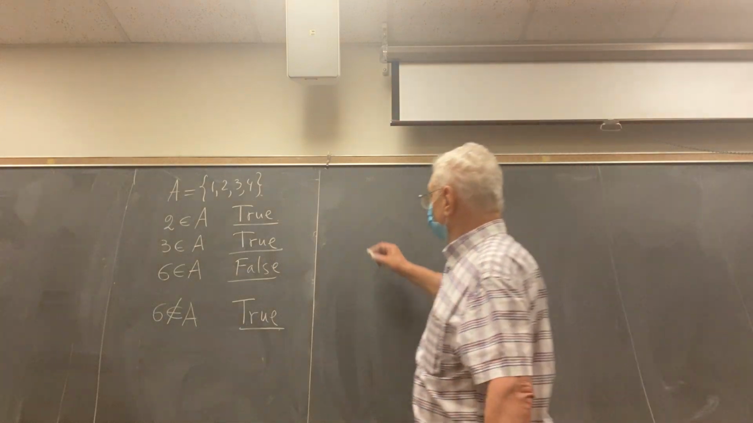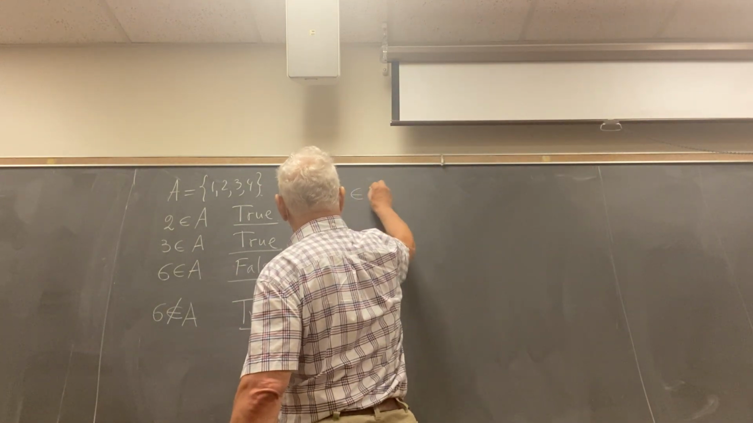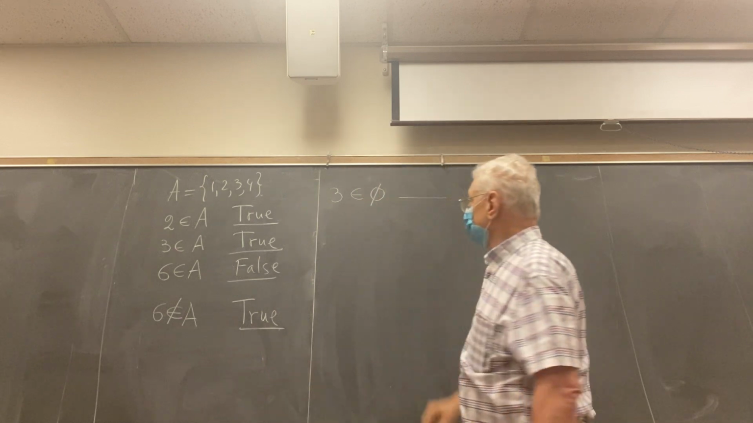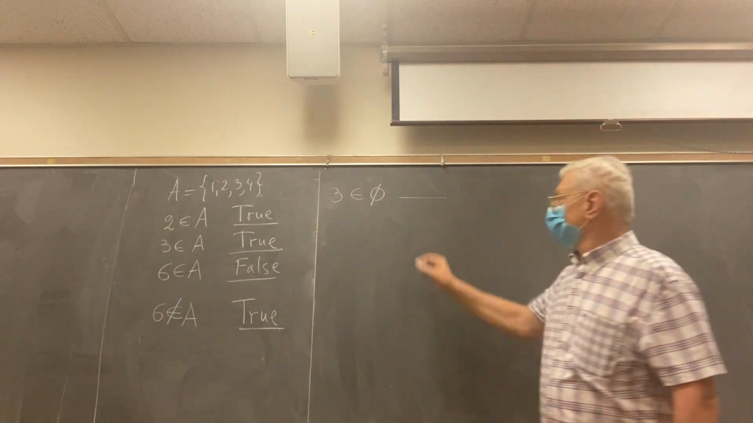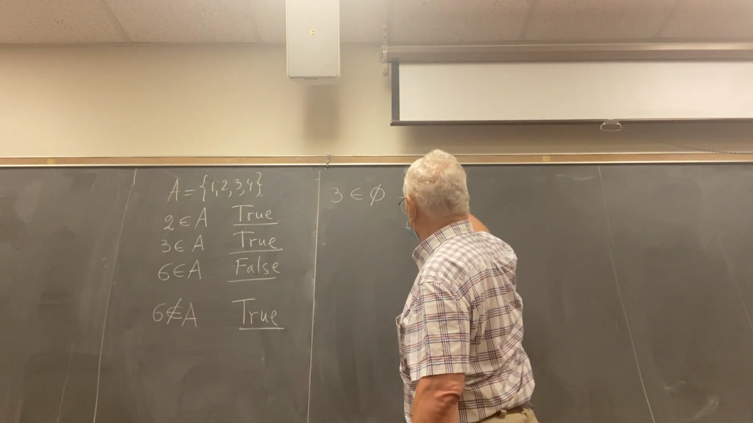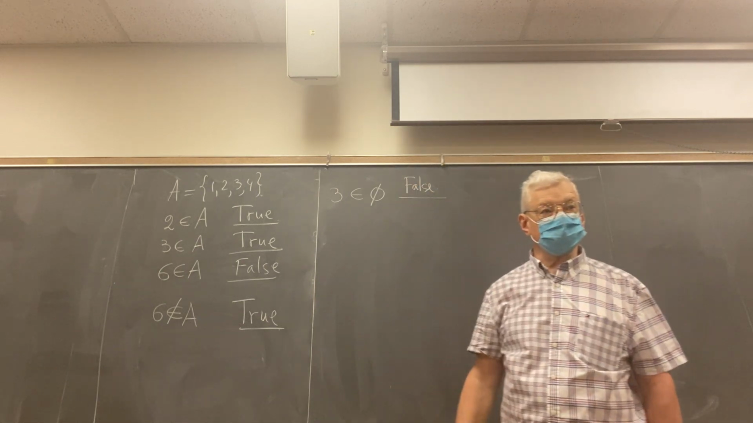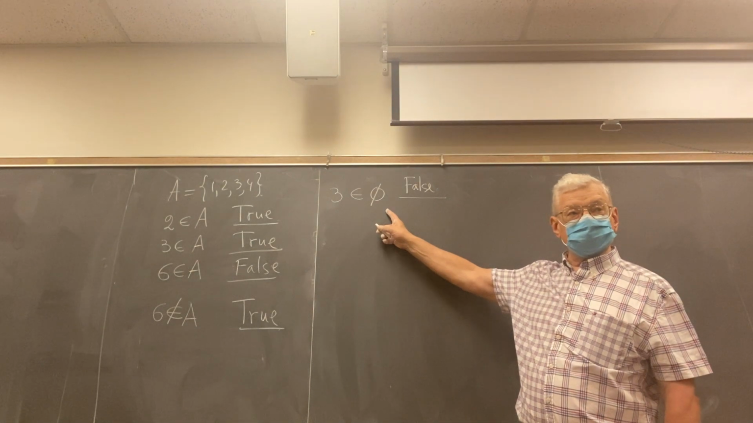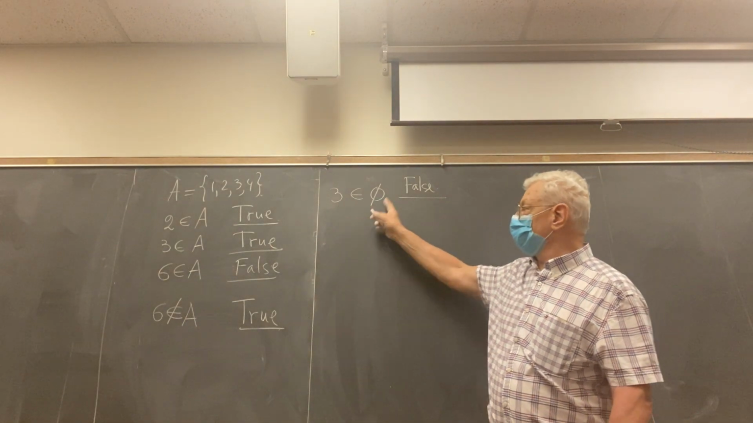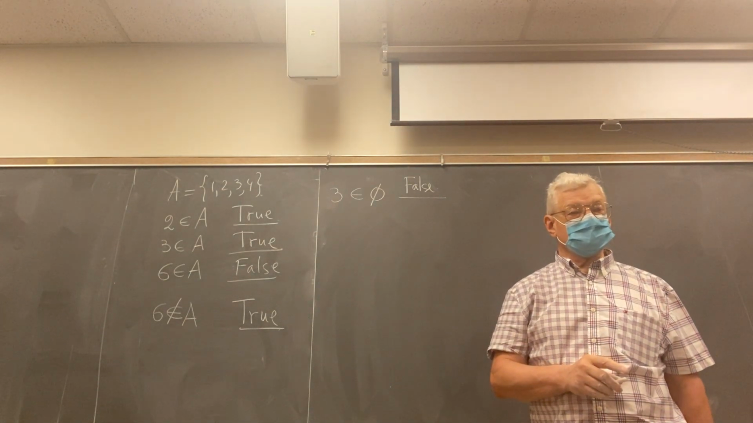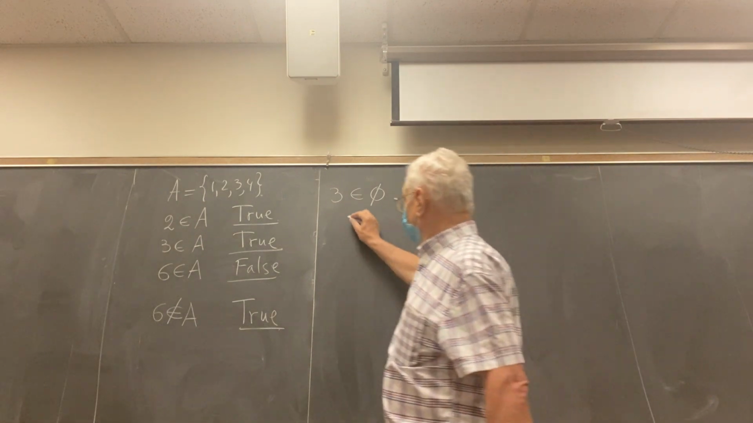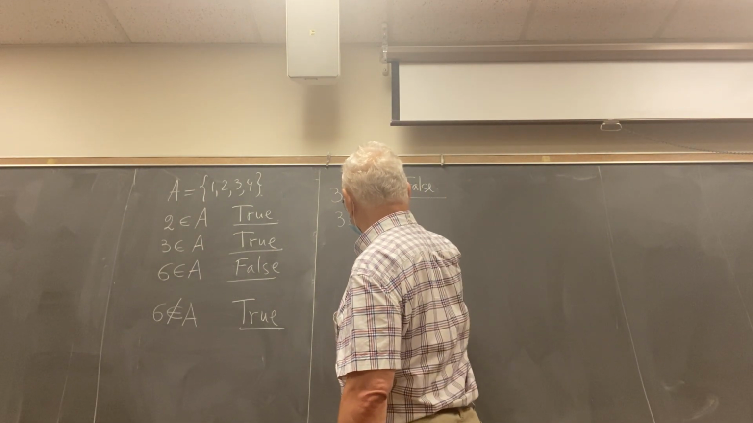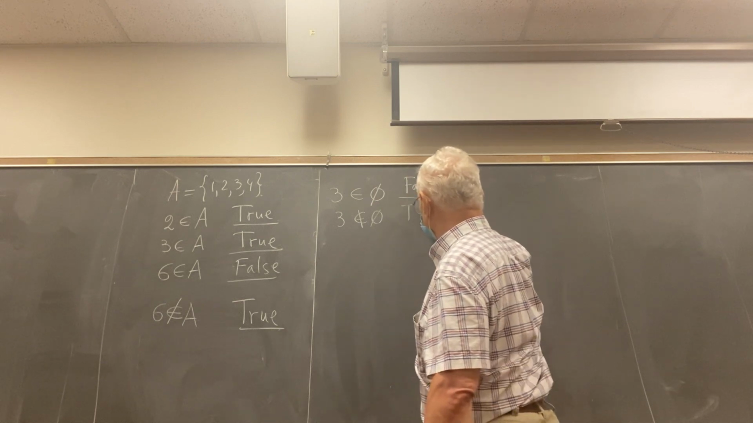How about this one? Is it true or false? False. How come? That's the set of no elements. This set doesn't have an element. So 3 is not an element of the empty set. That's why it's false. Or you can write 3 does not belong to the empty set. It's true.